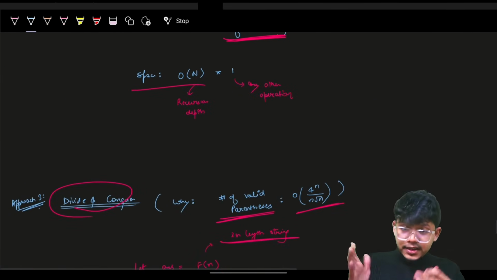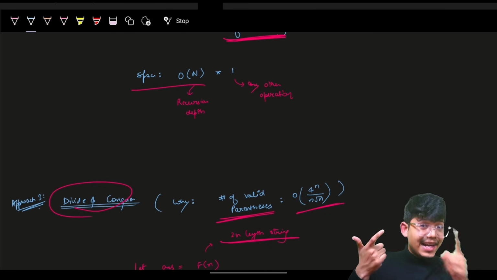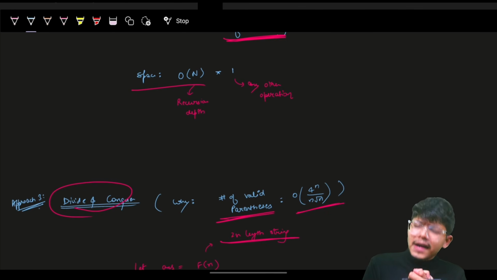And that's it. Now you know the entire journey, from brute force to using recursion, then optimizing that using backtracking, and then ultimately getting the final most optimal answer.